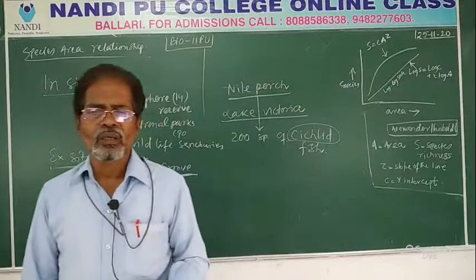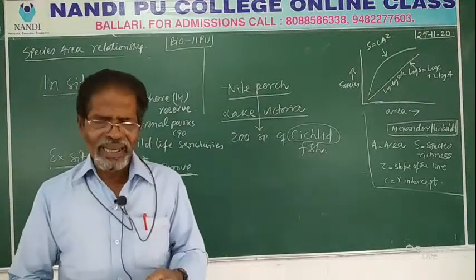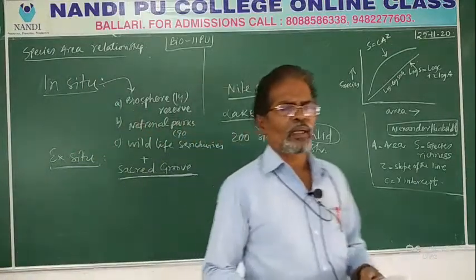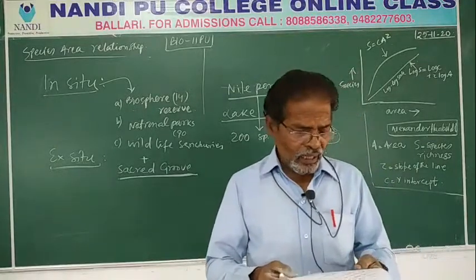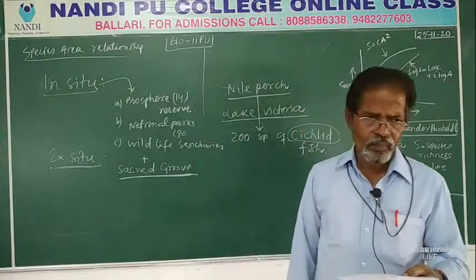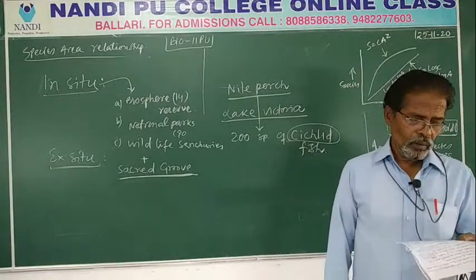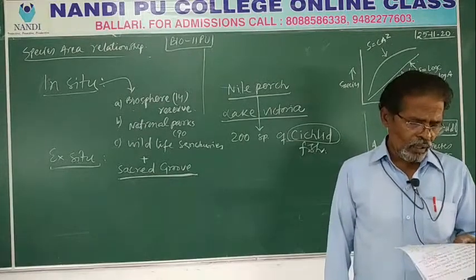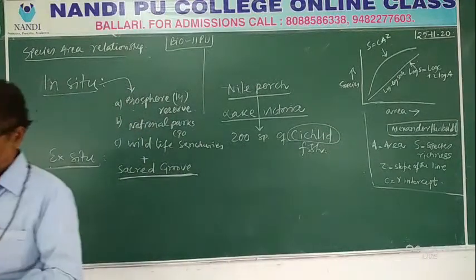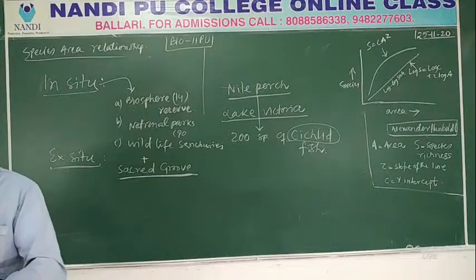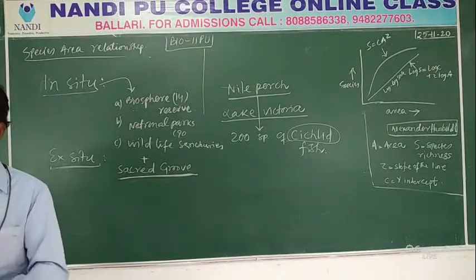Students, I have to be a bit fast. There is no other way because your test is ahead. This chapter is full of data, every data you have to remember. That's what I am telling you repeatedly. Khasi and Jayantia Hills, then Aravali Hills of Rajasthan. Bastar, Chanda and Sarguja of MP. Okay, these are the data under in situ conservation.